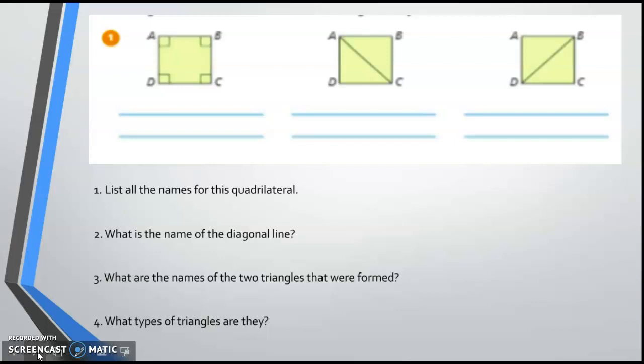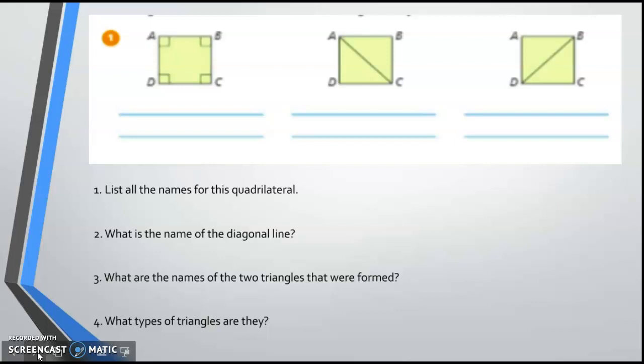First question, what are all the names for that quadrilateral? What can you name it? It's definitely a square, so that's probably the first thing that popped into your head. That's definitely a square. Is it also a rectangle? A rectangle has to have 2 pairs of parallel sides and 4 right angles. So, yeah, that's a rectangle. Is it a parallelogram? A parallelogram has to have just 2 pairs of parallel sides. Then we can call it a parallelogram.